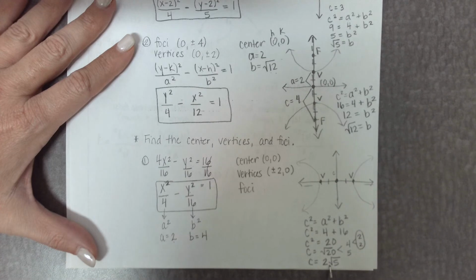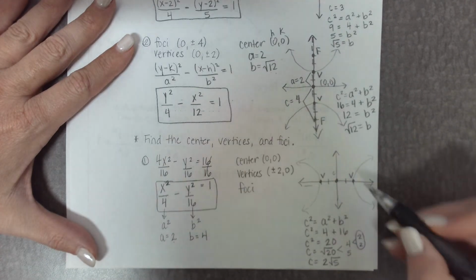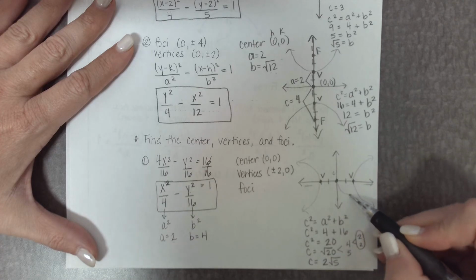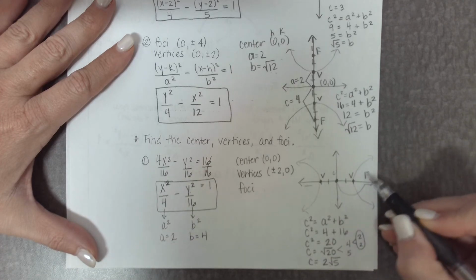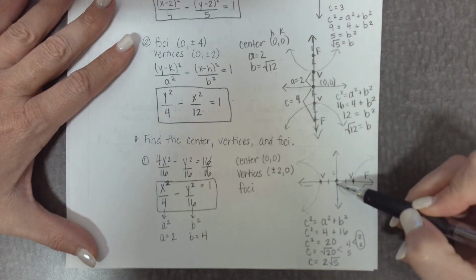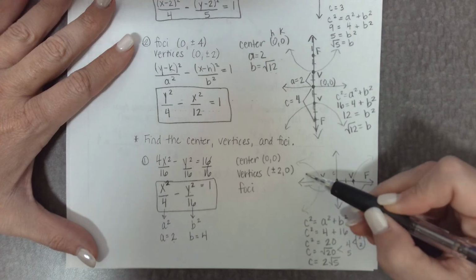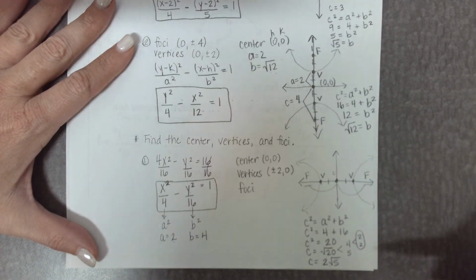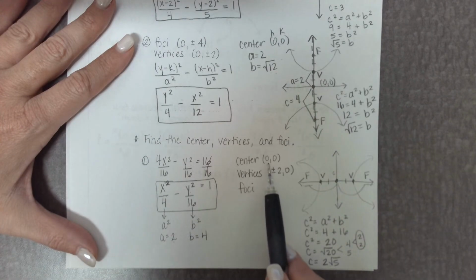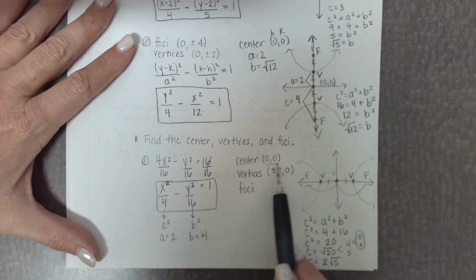So this is how far we need to go from our center. So from the center, we need to go 2 square root 5 units this way to get to our focus, and 2 square root 5 units this way to get to our focus. So basically what that's doing, it's taking our center point, 0, 0, and it's adjusting the x value of our center.